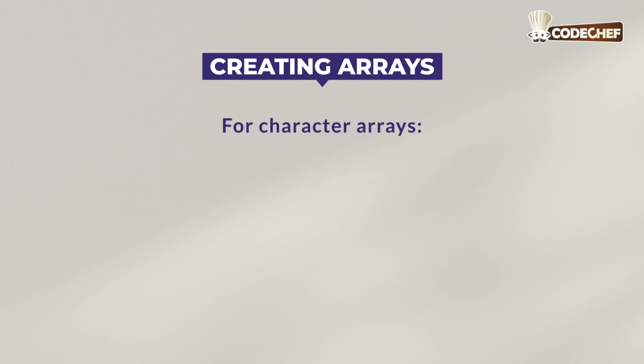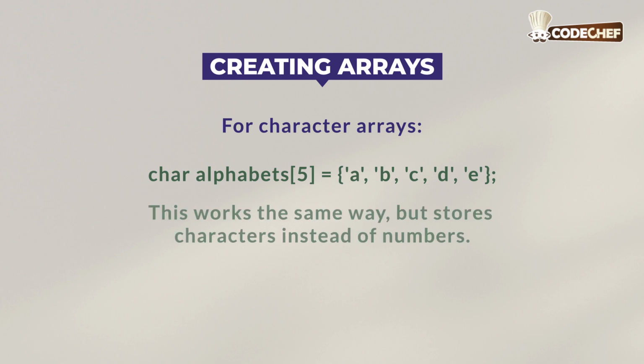For character arrays, char alphabet[5] = {'A', 'B', 'C', 'D', 'E'}. This works the same way, but it stores characters instead of numbers.